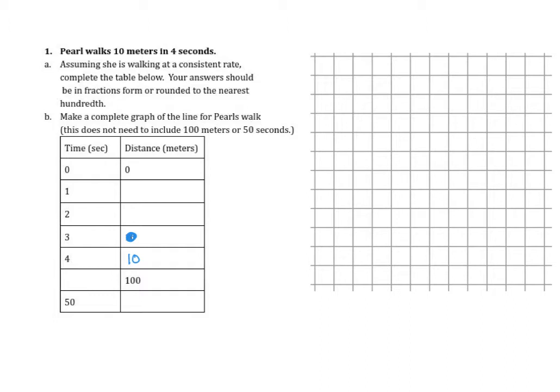We have Pearl here. Hello, Pearl. And she is walking 10 meters in 4 seconds. So the rate we are working with here is meters per second. Whenever we have a sentence like this, meters per second, this first word is our numerator. The per is going to show us our fraction bar, and the second is our denominator. So we would write that as meters per second.